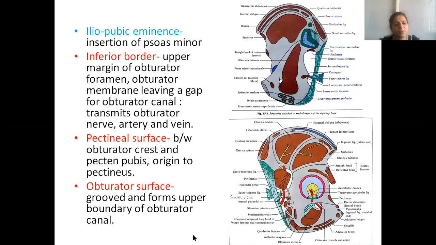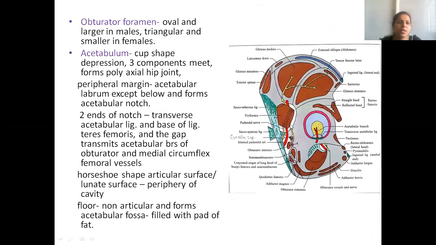So this obturator surface is grooved and it is forming the upper boundary of this obturator canal. This obturator canal is giving passage to the obturator vessels and nerves. Okay. So obturator foramen, it is oval and larger in males, whereas it is triangular and smaller in females.